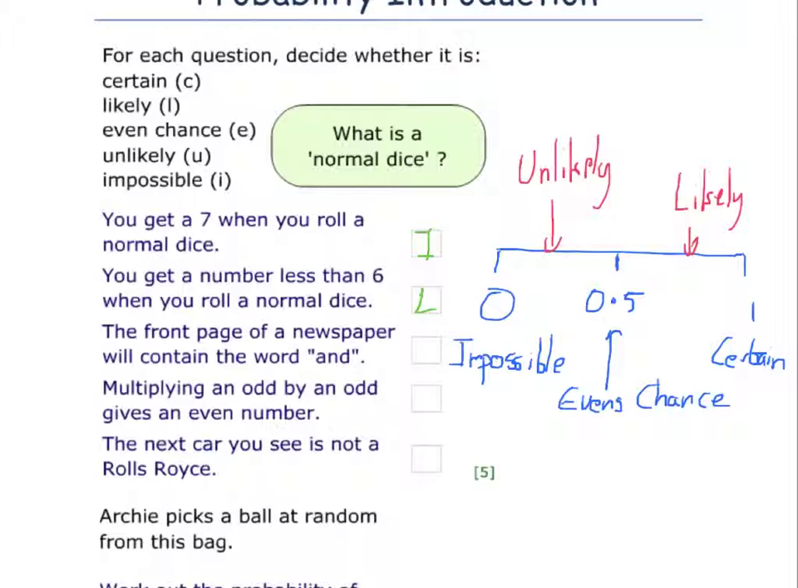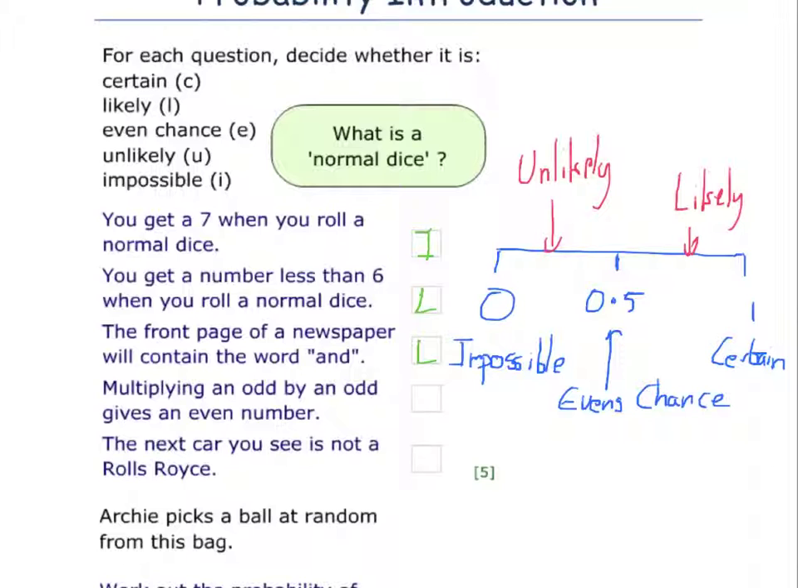The front page of a newspaper will contain the word "and". So the front page of a newspaper, is that likely to contain the word "and"? Well, it probably is going to, isn't it? It's probably going to have the word "and" somewhere on that page. So I would say it's likely. Some people might even say it's certain, but then you've got to look through every single paper and make sure that there is not a single paper that doesn't include the word "and" on the front cover.